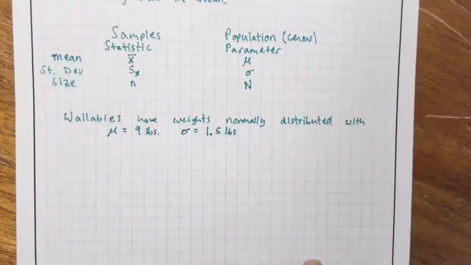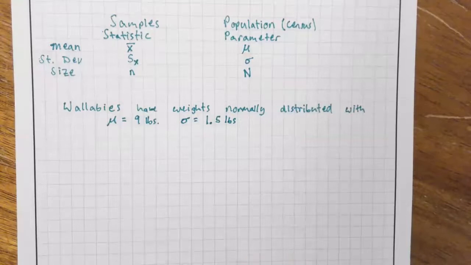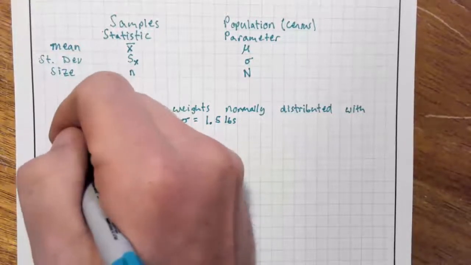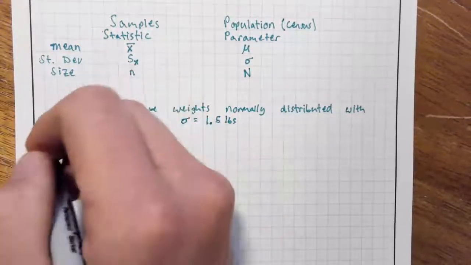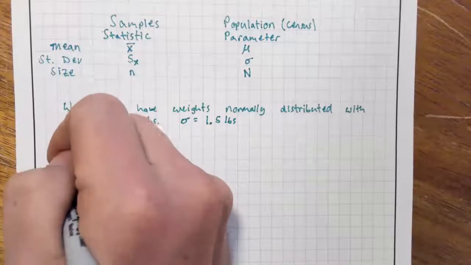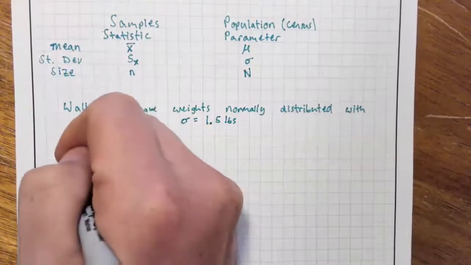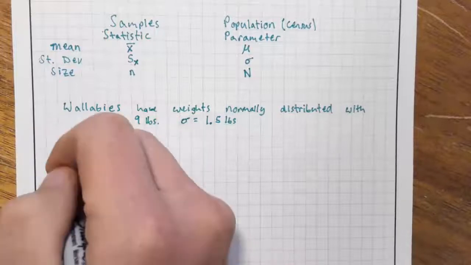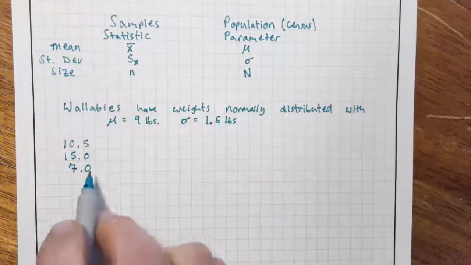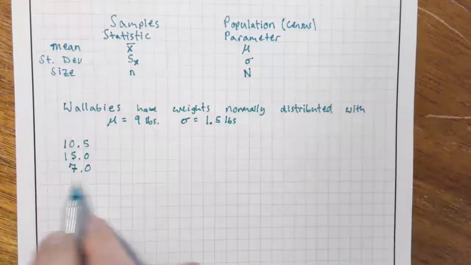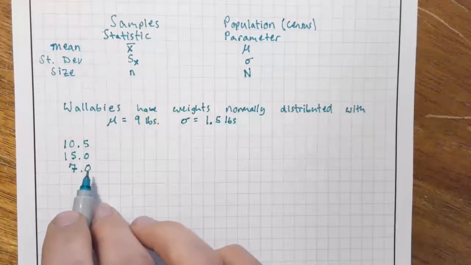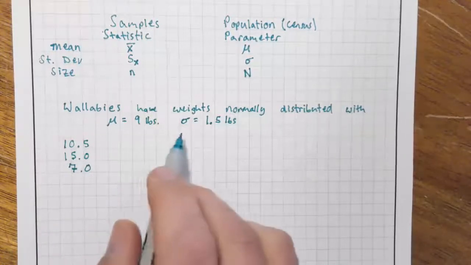Okay, so if we had a wallaby that weighed 10.5 pounds, I'll just make a list here and we'll find some stuff. 10.5. We'll have another wallaby that's a chunker, and he weighs 15 pounds. We'll have another wallaby that just got off the keto diet, so he's looking a little slim. He's going to weigh 7 pounds. Okay, so let's find the z-scores for these wallabies. We have 3 different wallabies, so they'll have 3 separate z-scores. It shouldn't be too hard.